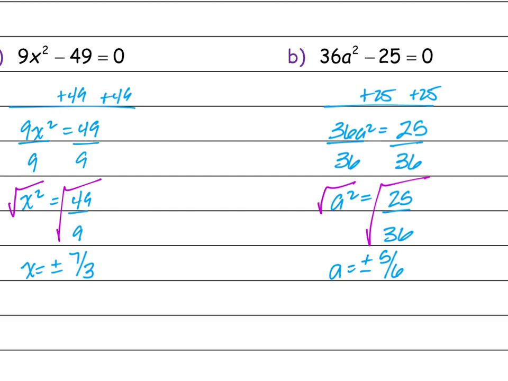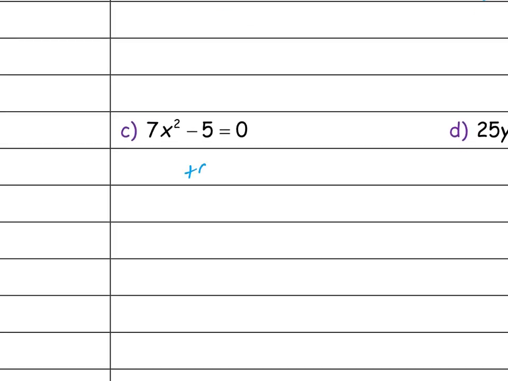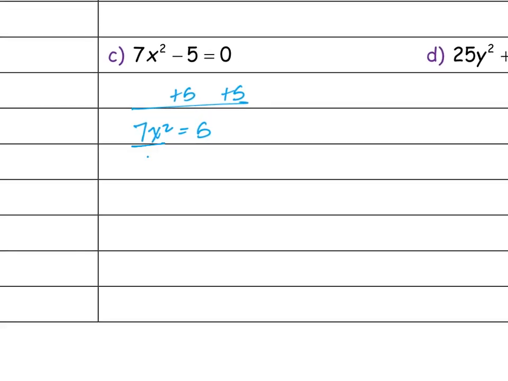And then we go to C and D. This one's going to be easy. Add 5: 7x squared equals 5. Divide by 7, x squared equals 5 over 7, square root both of them. So x is going to equal plus or minus the square root of 5/7. Beautiful.